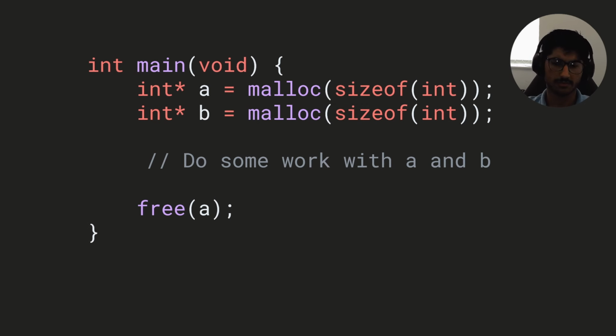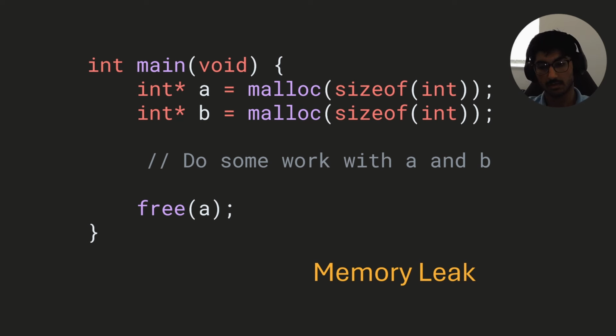Let's say I forgot to free b. Well, then what just happened here? We've got a memory leak, right? We forgot to free b, and now it's just going to be staying in our program over time, and it might slow it down or cause problems later down the road.